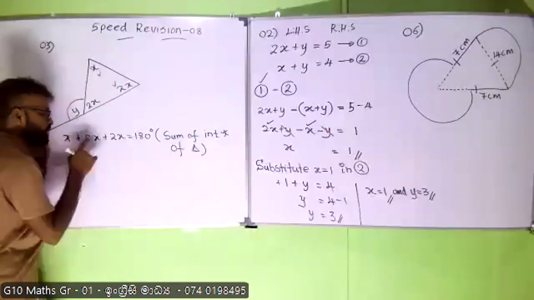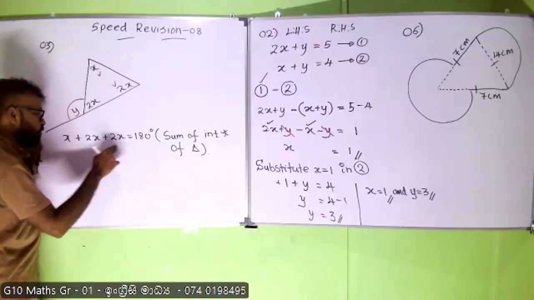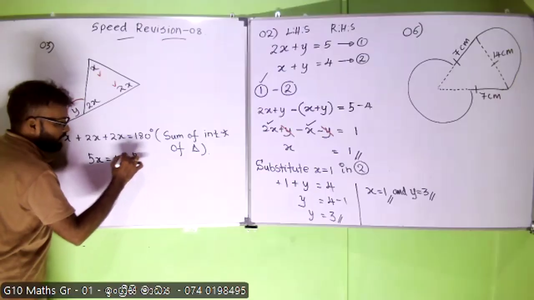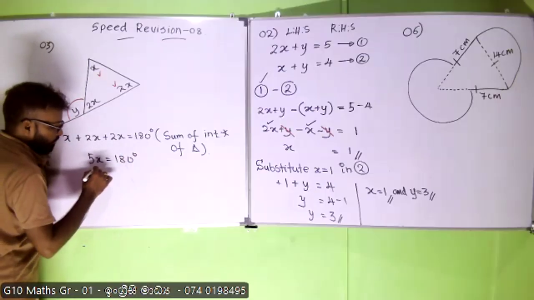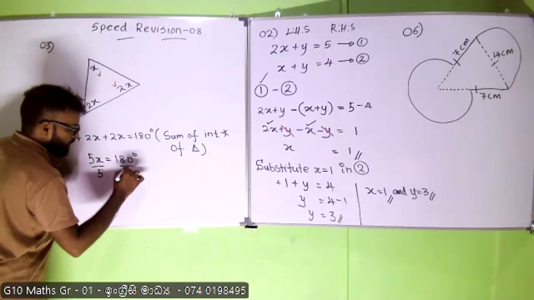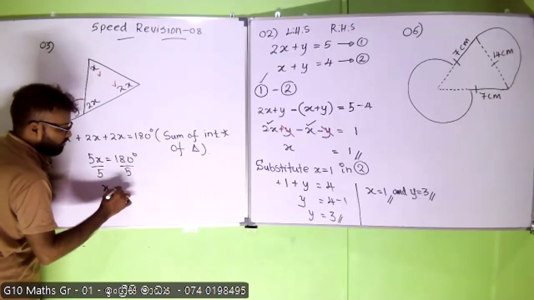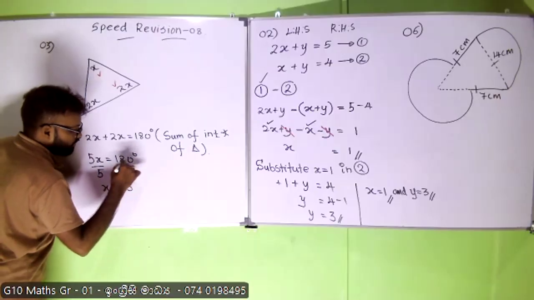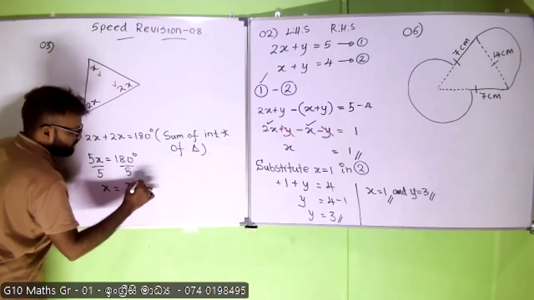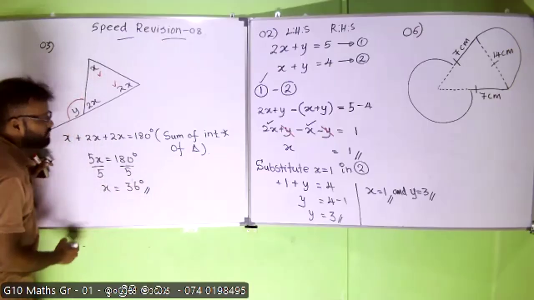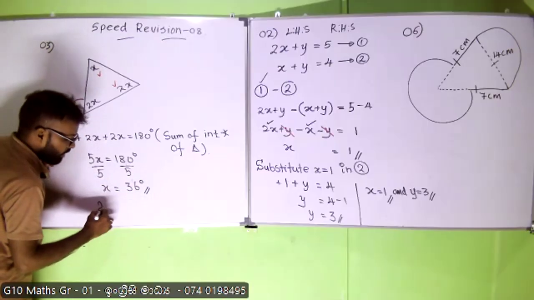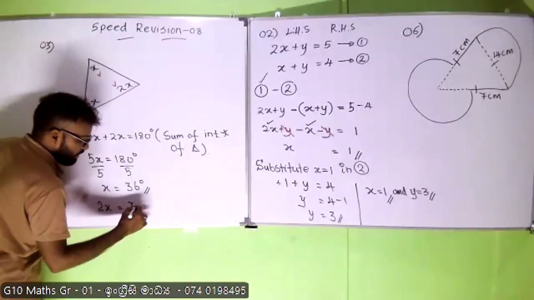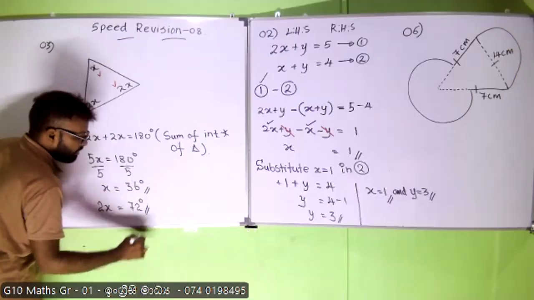So like terms, x plus 2x plus 2x, 5x. 5x equals 180 degrees, right? If you want to find the value of x, you need to divide both sides by 5. So x equals 5 times 3, 15, 30... 36. Yes, x is 36, so that you can obtain the value of 2x, right? 2x means 72 degrees.